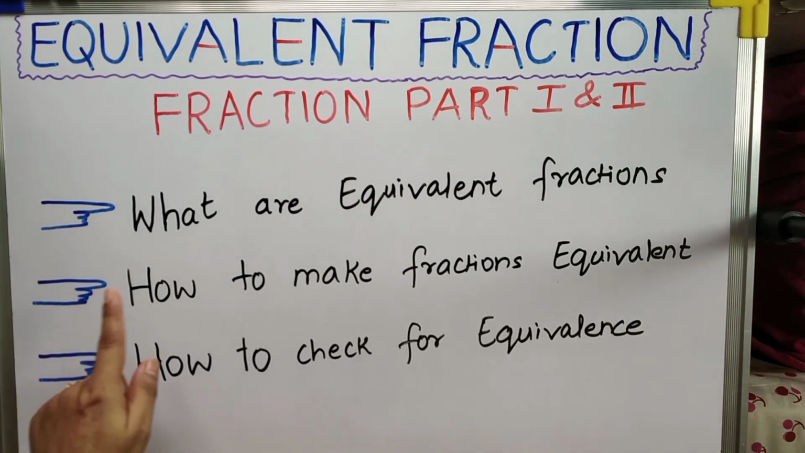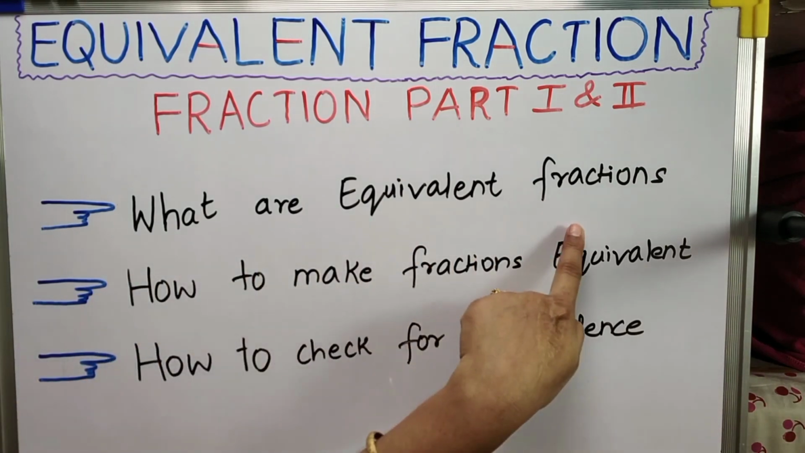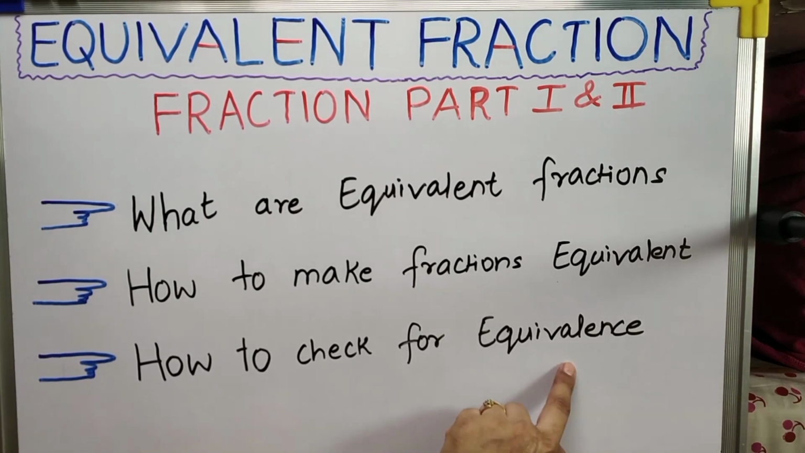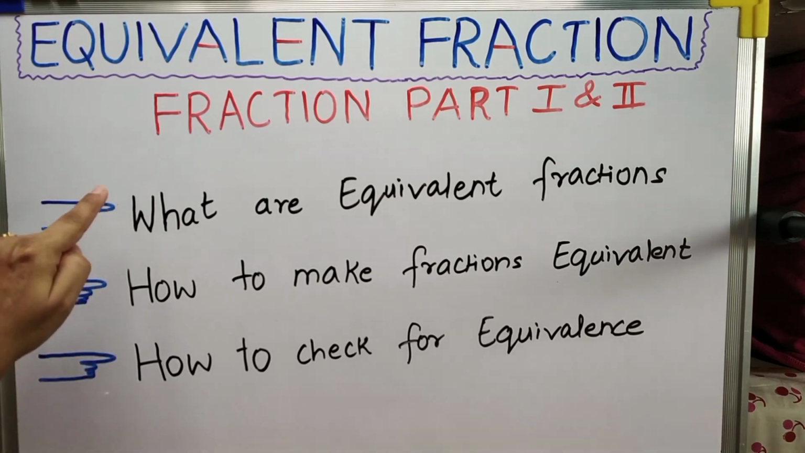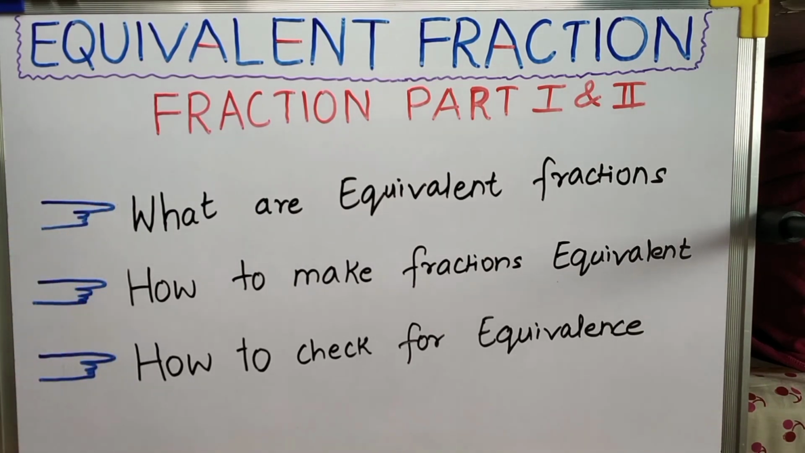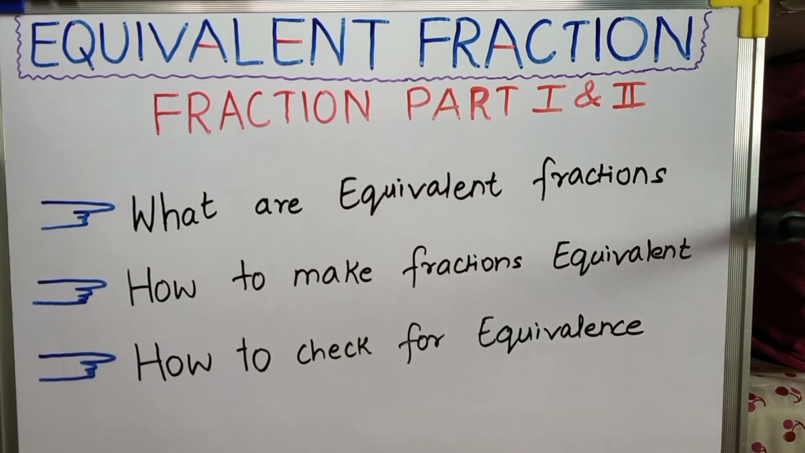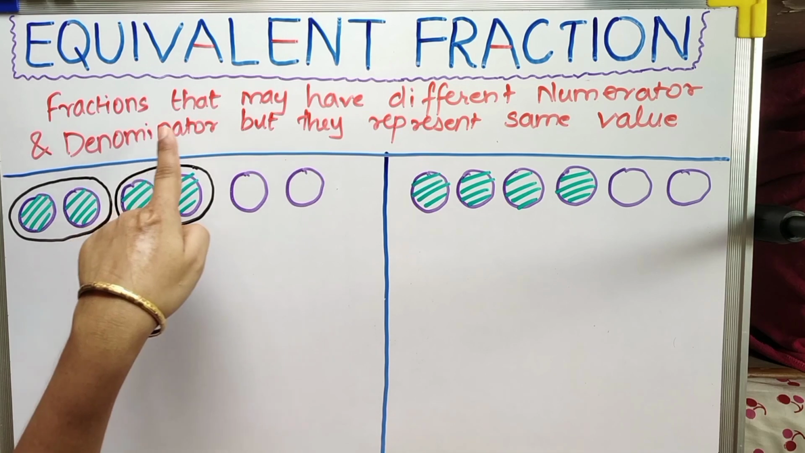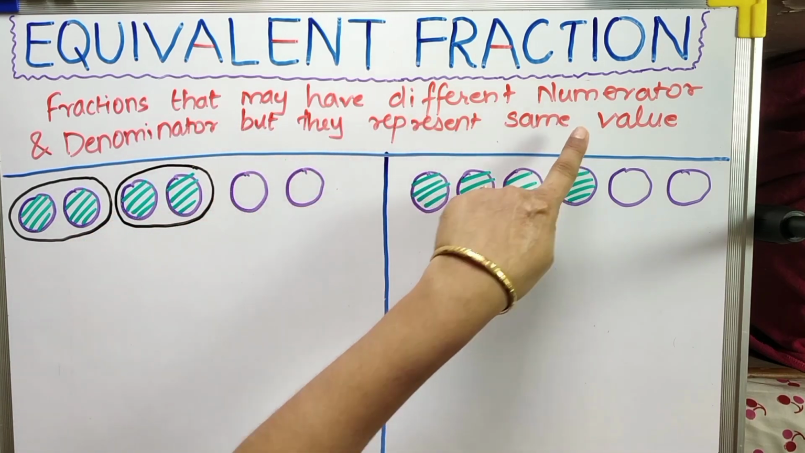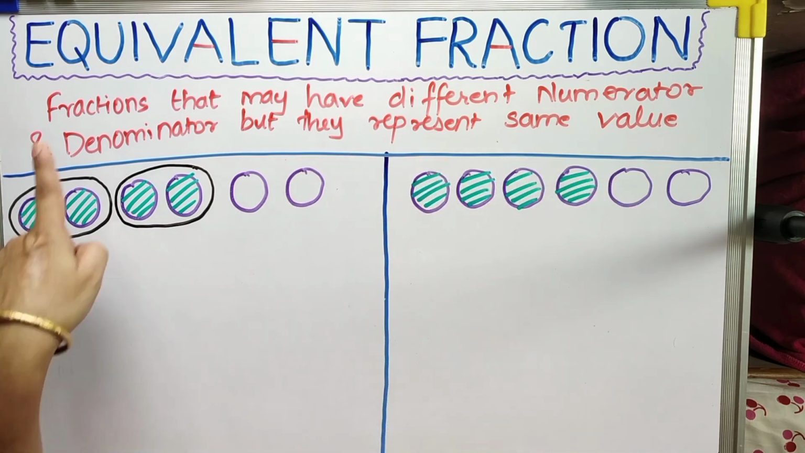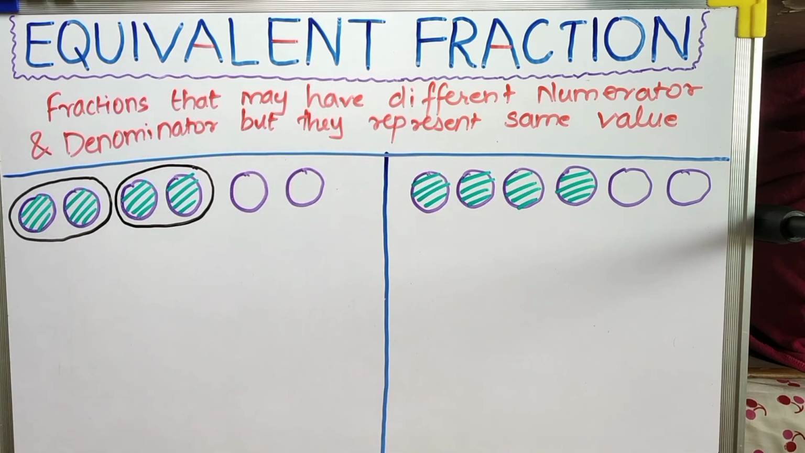So, today we are going to learn what equivalent fractions are, how to make a given fraction equivalent, and how to check for equivalence for the given fractions. We will study all these three one by one. So, let us first see what equivalent fractions are. Fractions that may have different numerators and denominators but represent the same value are known as equivalent fractions.